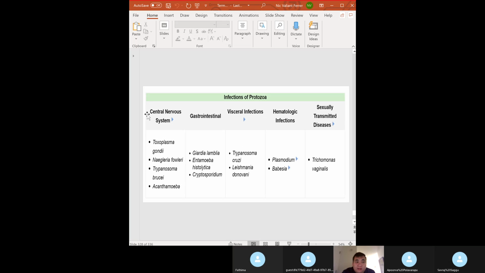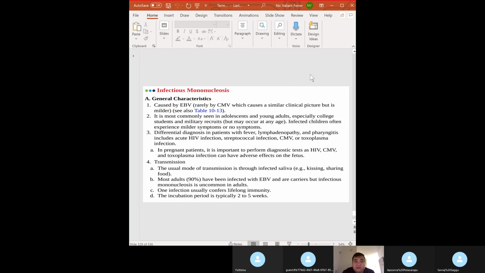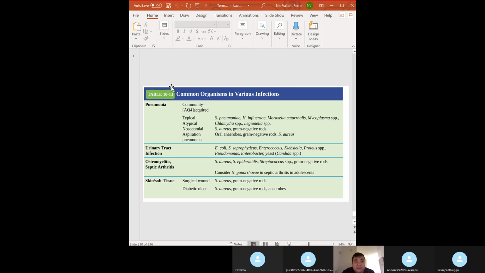In terms of the protozoa: Toxoplasma, Naegleria, Trypanosoma, Acanthamoeba. Know them. There's a drug for the treatment of the protozoa. Most of them are like albendazole, mebendazole, right? Know the specific treatment for them, please. But most of them, as I've said, are mebendazole, albendazole, all of those azoles. Infectious mononucleosis, this is EBV. Kissing disease, put a star here.